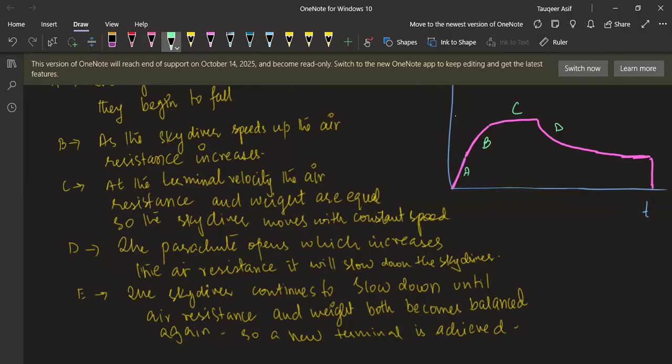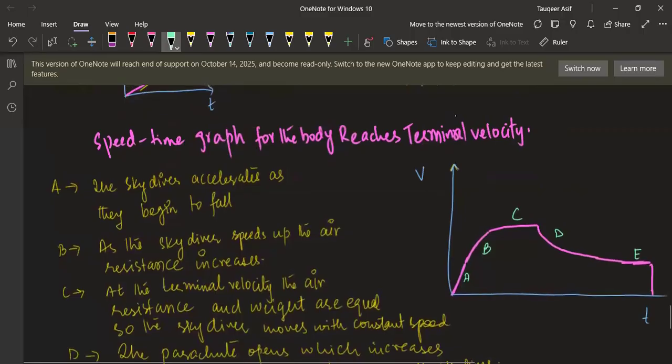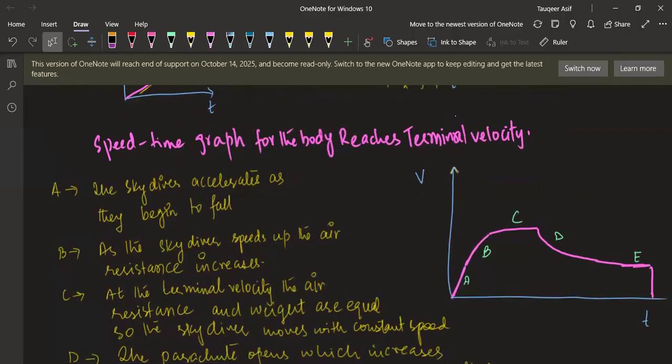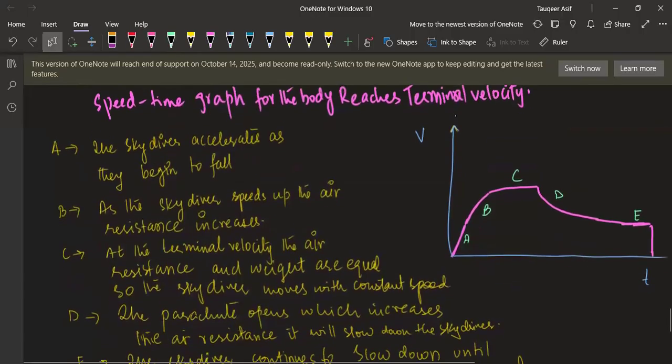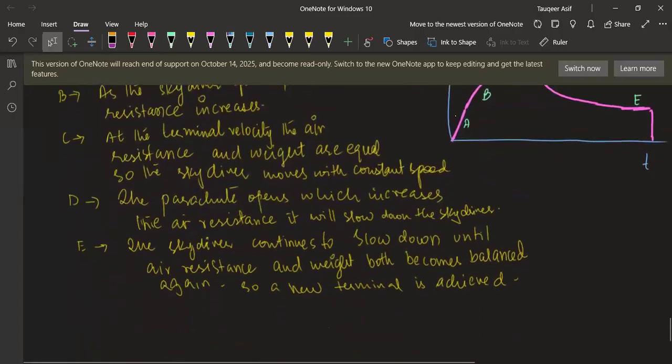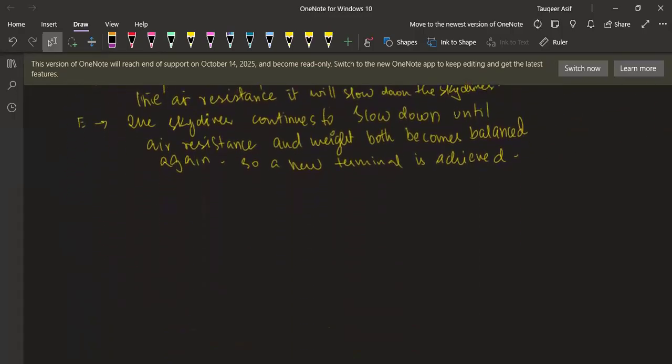So where should E be when it becomes a horizontal line again? So this is how the terminal velocity time graph is plotted. Okay, right? Yeah.